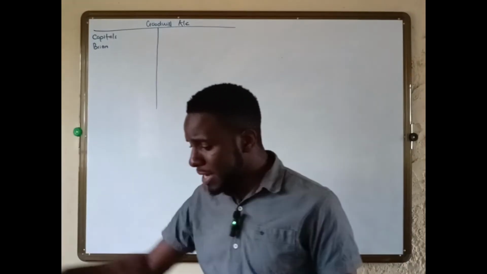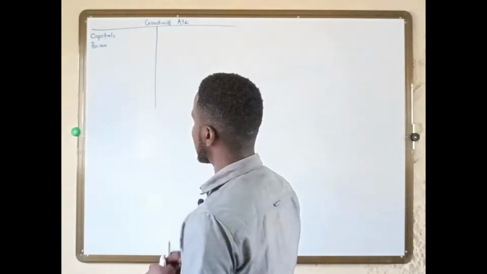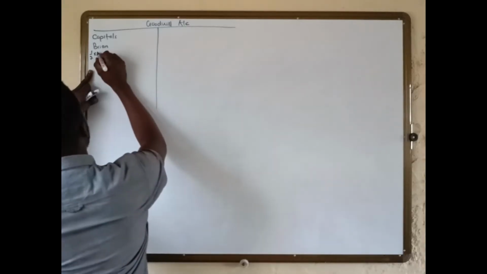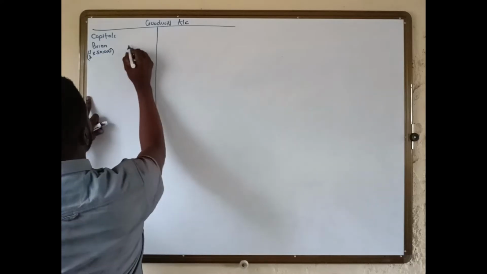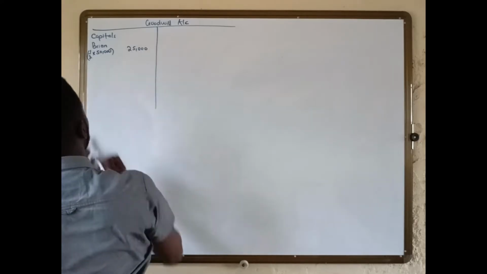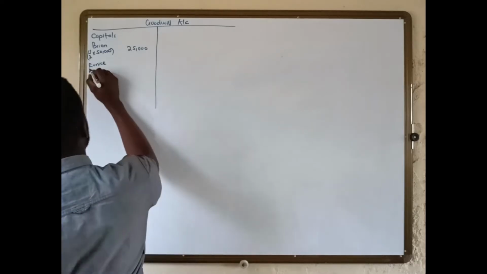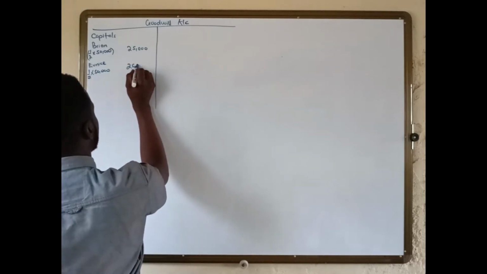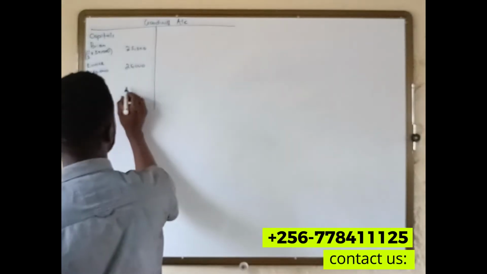Remember, if you go back in the question, they tell you that these people share profit and losses equally. So that means Brian will have a half times the goodwill, which is 50,000, so we shall get 25,000. And then we shall have Eunice, and so we shall have a half times 50, giving us still 25,000.